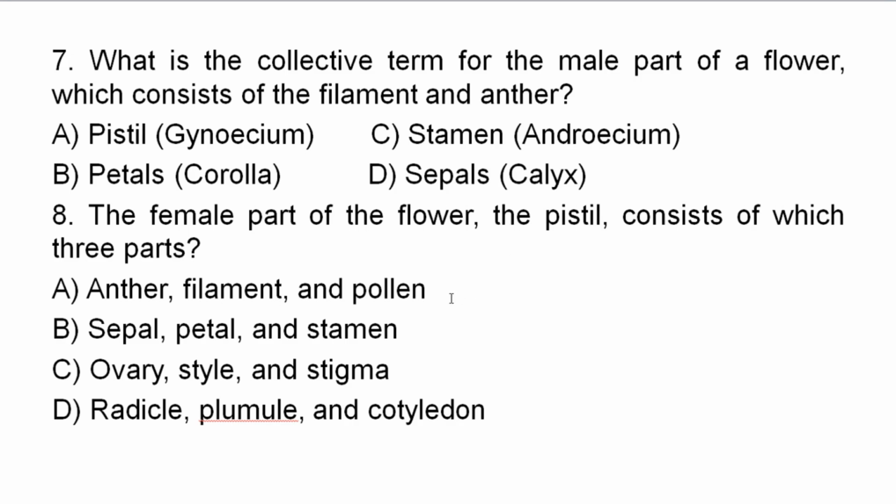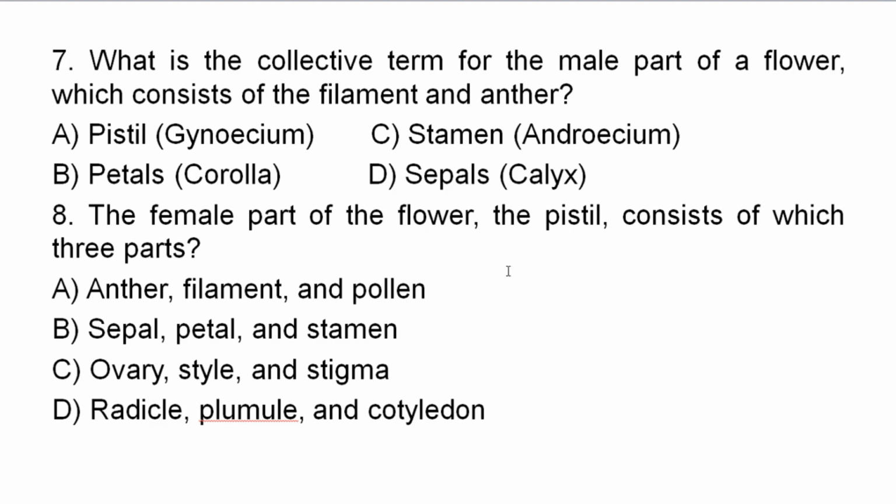Question number 8. The female part of the flower, the pistil, consists of which 3 parts? A, anther, filament and pollen. B, sepal, petal, stamen. C, ovary, style and stigma. D, radicle, plumule and cotyledon. The pistil consists of which 3 parts? Choice A, choice B, choice C or choice D? Which one is the correct answer from the given alternatives?